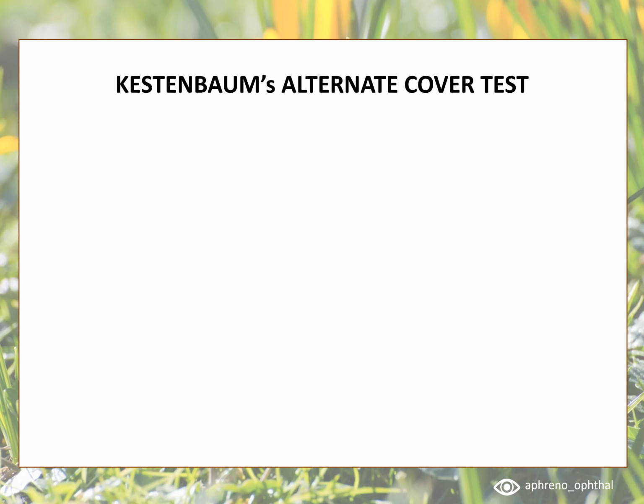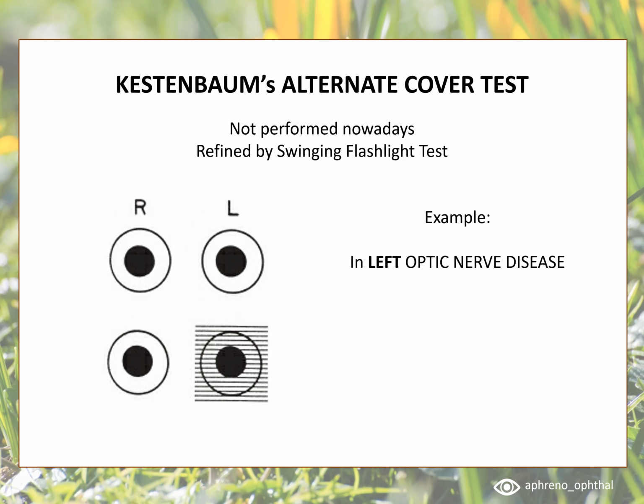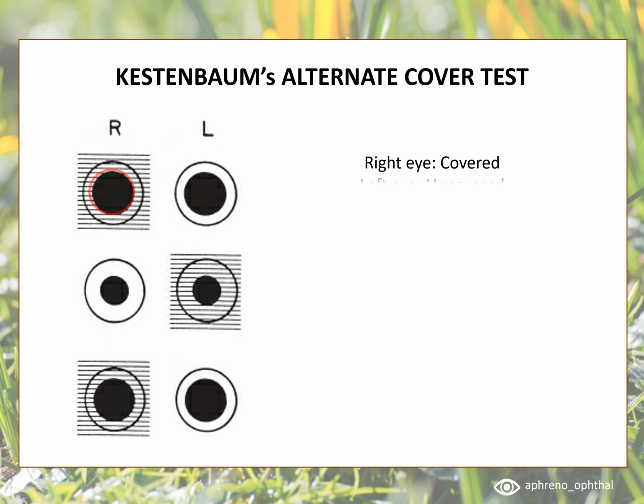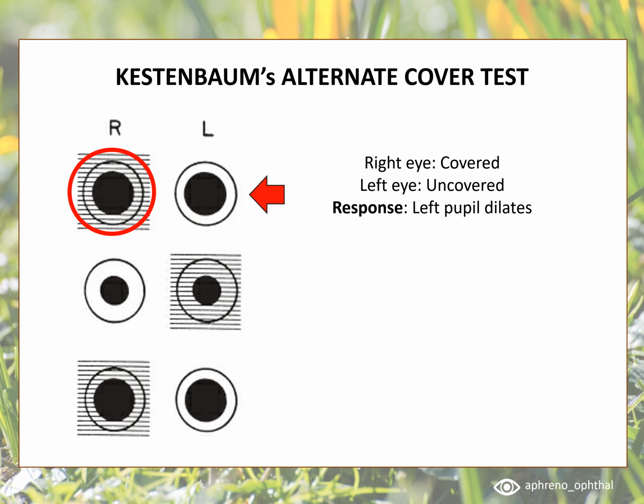Kestenbaum's alternate cover test. It is not performed nowadays, and has been refined into the swinging flashlight test. For example, in left optic nerve disease, when the affected eye is covered, there is no pupillary response in the uncovered eye. When the normal right eye is covered and the affected left eye is uncovered, the left pupil dilates.